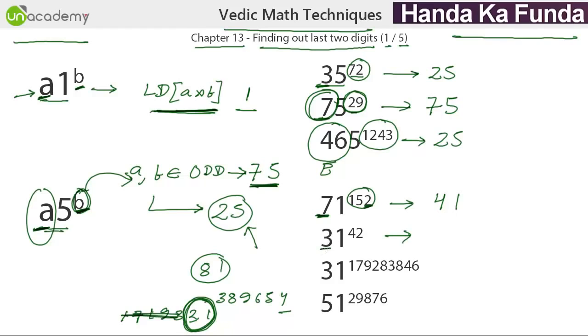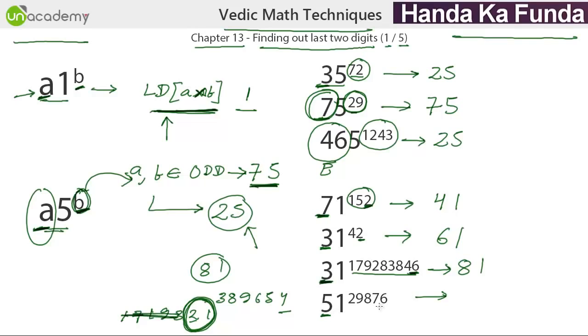What will be my answer here? 3 into 2 is 6, so my answer would be 61. What will be my answer in this case? 3 into 6 is 18, or last digit is 8, so 81. Please note, I did not multiply the entire thing because I do not need to multiply the entire thing. If you notice, what I said was I just need the last digit of A into B. So there is no need to multiply the entire thing. I can just do 3 into 6, get 18 or 8, and I know for a fact that it would end in 1.